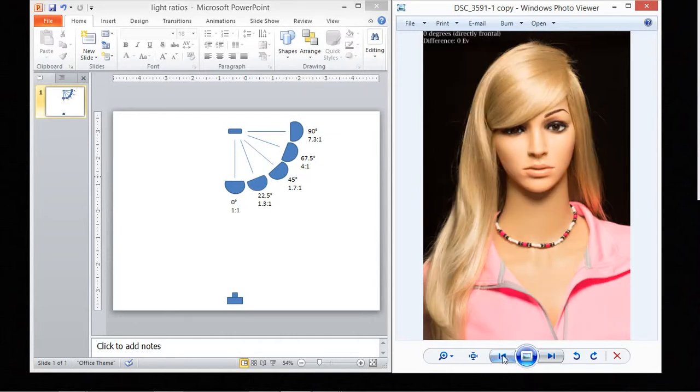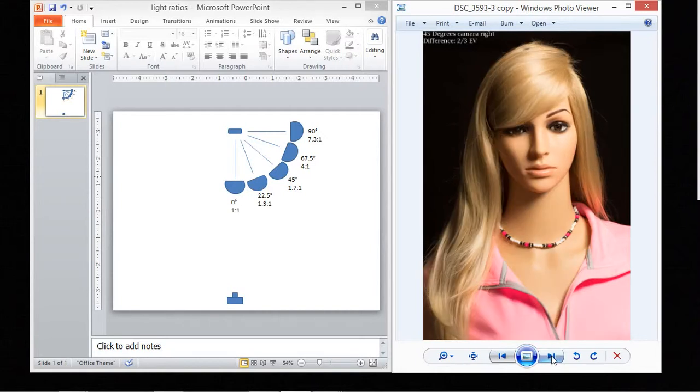Let me go back one. Look how flat the lighting is on the jacket. Go back to 22 degrees, and already you can tell this is a little bit darker than this over here. So it's not a flat lighting anymore. Much more interesting. Okay, now we're at 45 degrees, and I really like this. This image is really, really working for me.